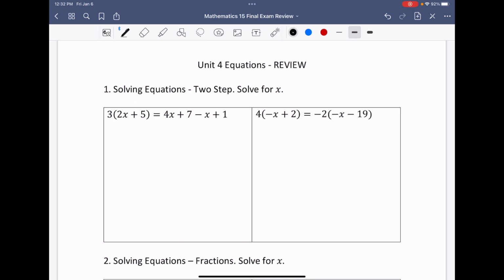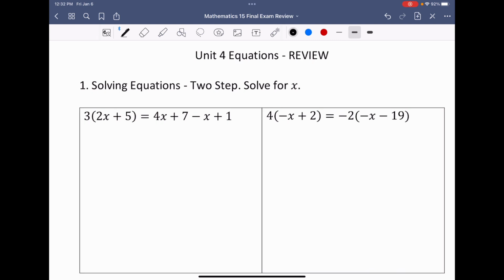Okay, so we start off with number 1 here, which is solving equations, 2 steps, solve for x. So what we're going to want to do is isolate for x in this case, which will give us some specific value. When they say solve an equation, we want to solve it for a specific unknown variable. So here's what we're going to do.